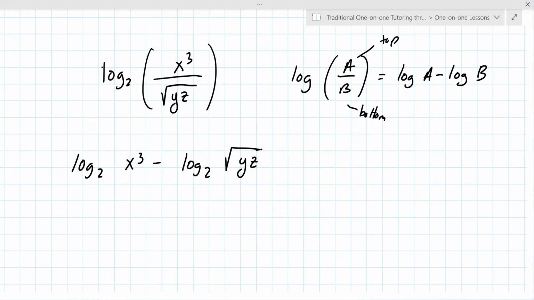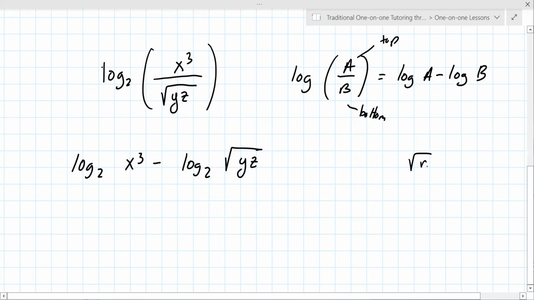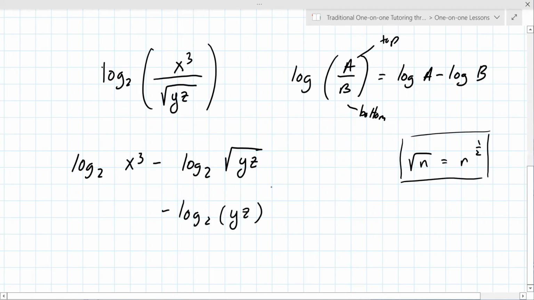All right. Now the thing on the right here, this square root of yz, that's where you've got to remember that if you have the square root of something, it's really that something to the 1/2 power. So this on the right here is really yz to the 1/2 power, like that. Is that okay? Yeah.